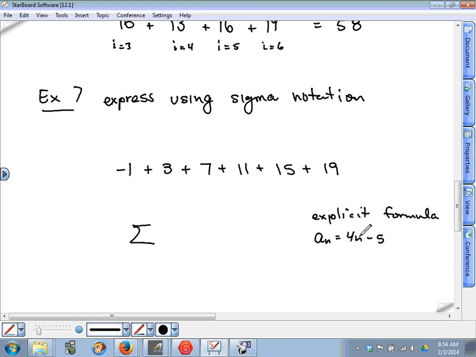So if n equals 1, what should we get? A -1. And do we? If n equals 1 here, 4 times 1 minus 5, -1. If n equals 2, we're supposed to get a 3. 4 times 2 is 8. 8 minus 5 is 3. So this appears to be okay. So the explicit formula is 4n minus 5. And assuming that this is the first term, we could say that n equals 1 all the way up to what? 6.